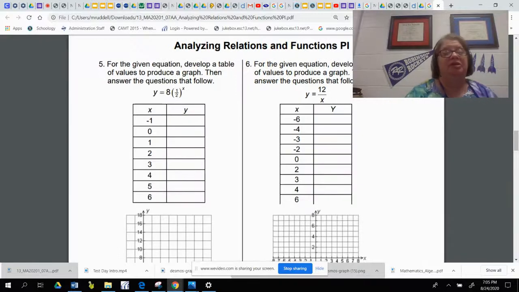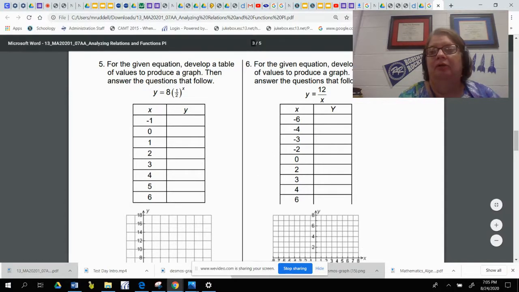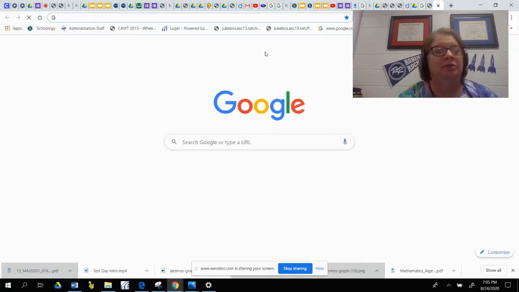On these two, it says for each given equation, develop a table of values to produce a graph and answer the questions that follow. Do you remember we did these on the calculator? So we can open a tab that says desmos.com.